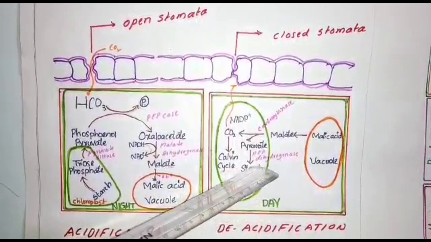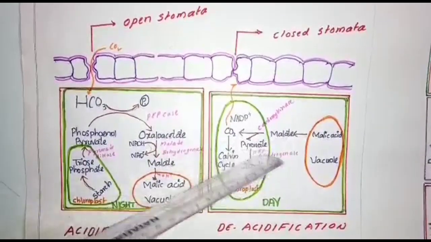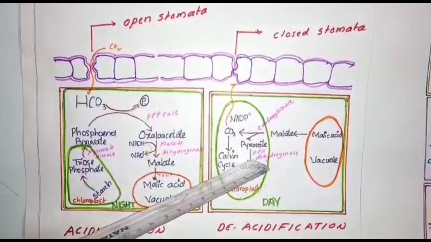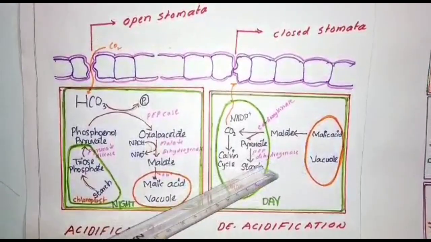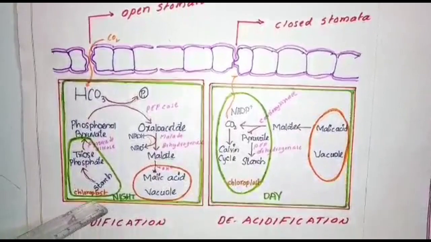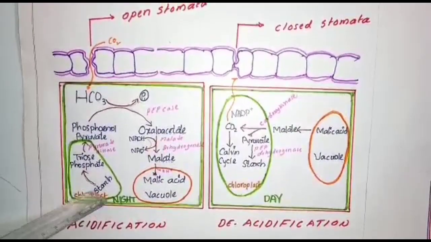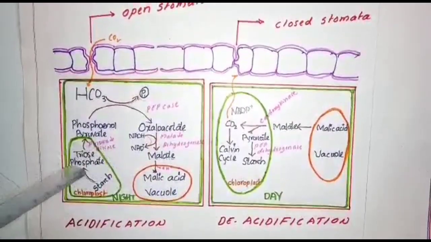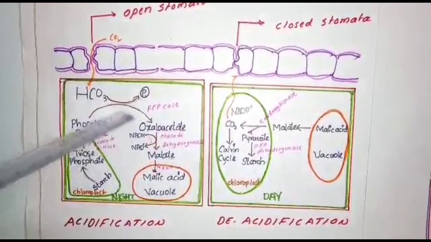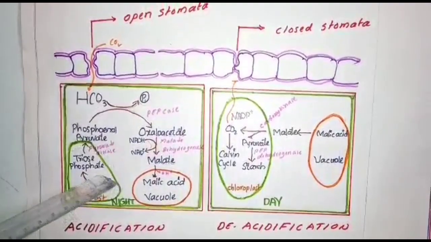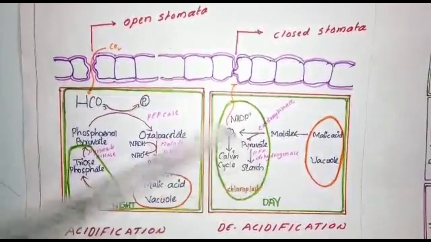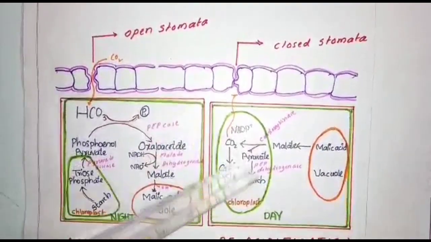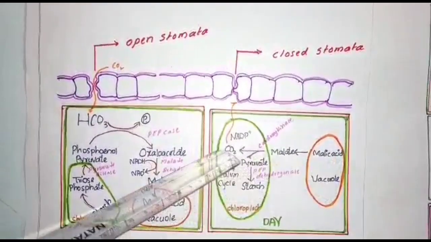Whatever starch is stored here, pyruvate is converted into starch with the help of the enzyme called phosphoenol pyruvate dehydrogenase. This starch is stored in the chloroplast during night time, but then starch is converted into triose phosphate, and triose phosphate is converted into phosphoenol pyruvate. So during the night time, starch is a source of phosphoenol pyruvate, and malic acid is the source of carbon dioxide.